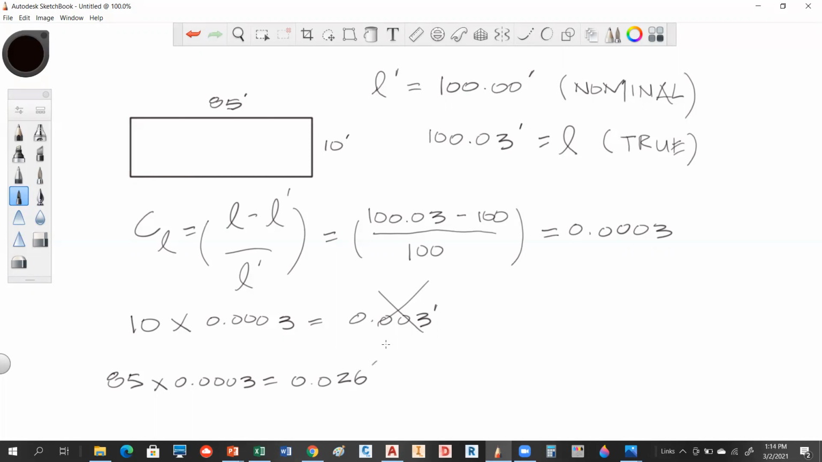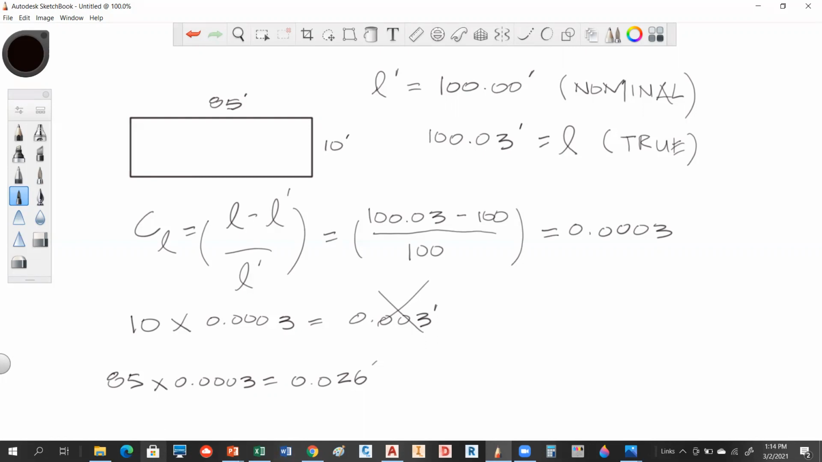So the question is, what do we lay out? Okay, who can tell me? What number would you lay out? Because we're either going to add this or subtract it. Are we going to use 85.03? Should it be 84.97? Yeah.